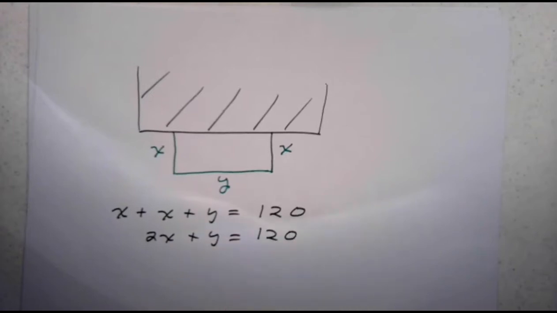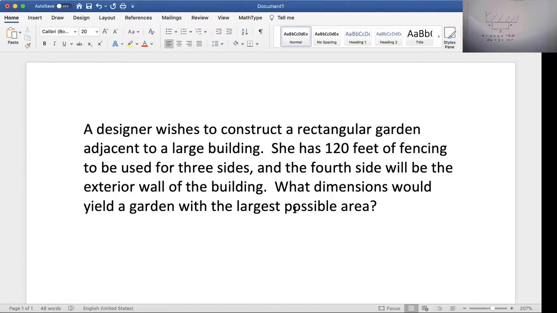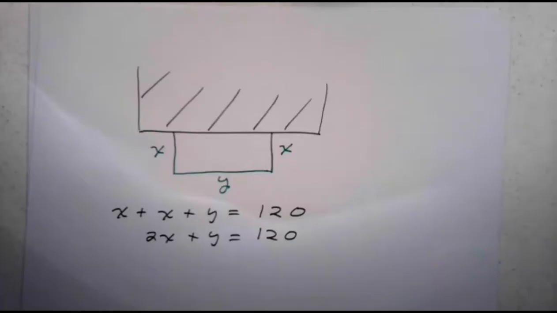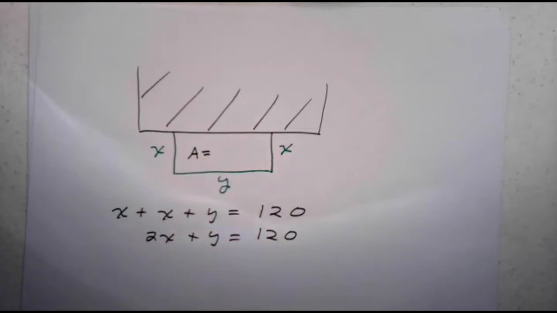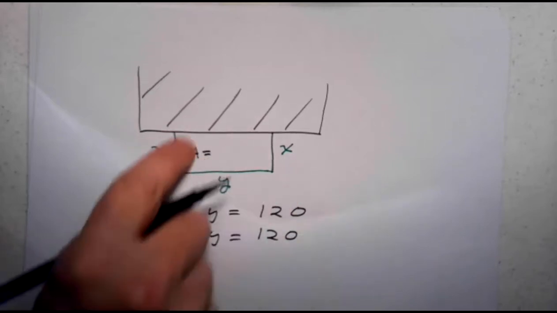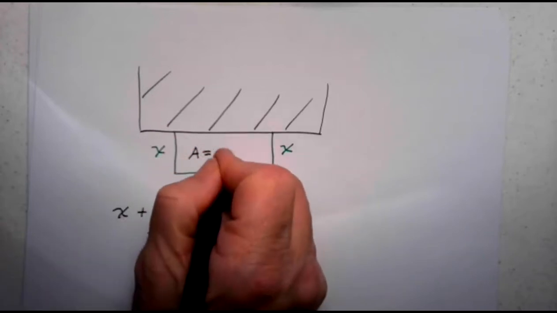Now, what was our goal? Our goal was to determine the dimensions that would yield a garden with the largest possible area. So we come back and look at this. What is the area of this garden? Well, the area of a rectangle is length times width. This is X, that's Y. X times Y is the area.